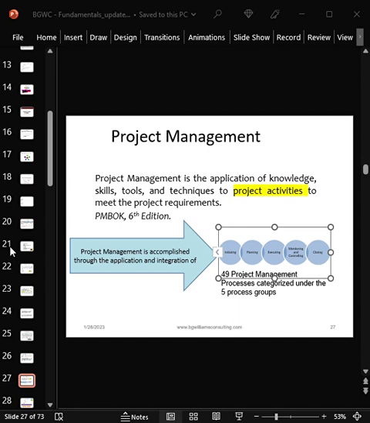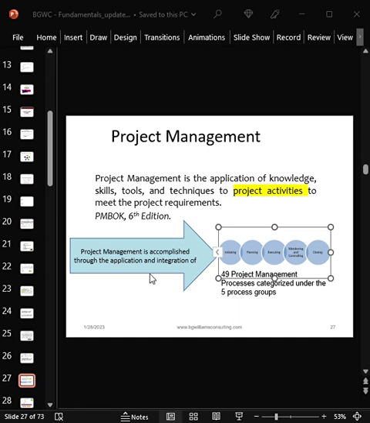But when we get there, we will talk more and elaborate more. This is step by step. Project management is the application of knowledge, which we are going to ensure we explain very well throughout this class. All the techniques and skills that you need to know for any project activities are very key.